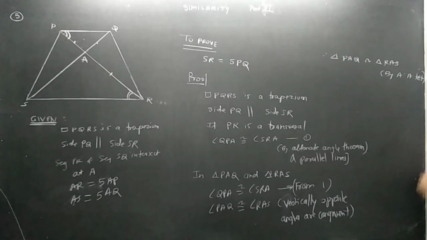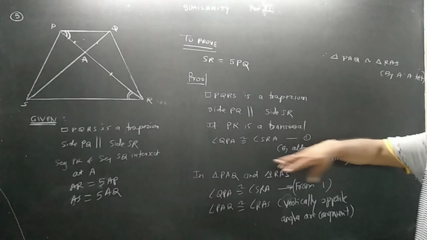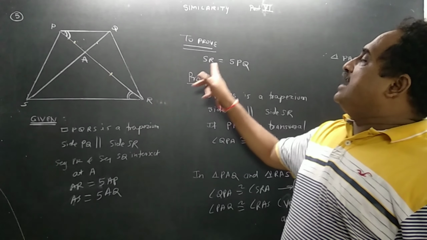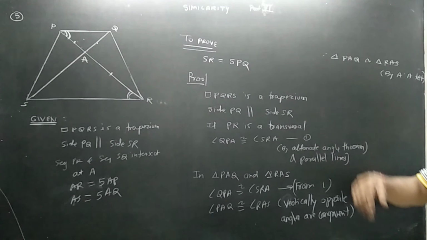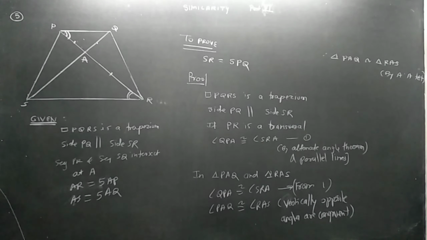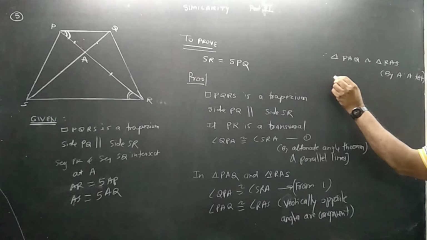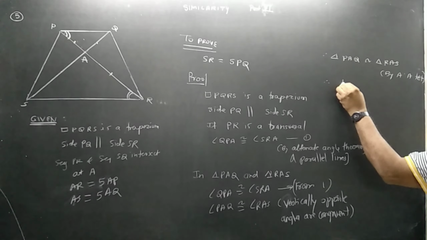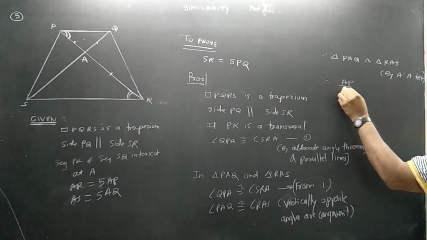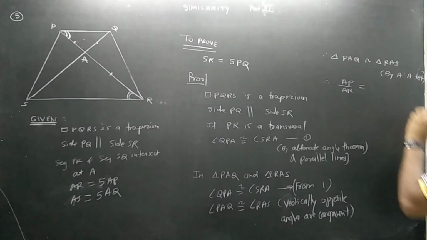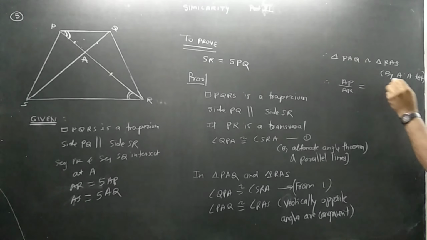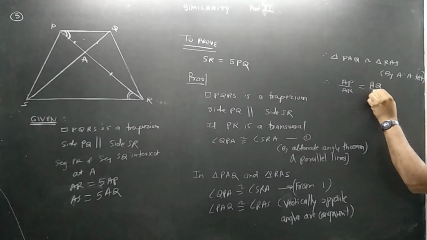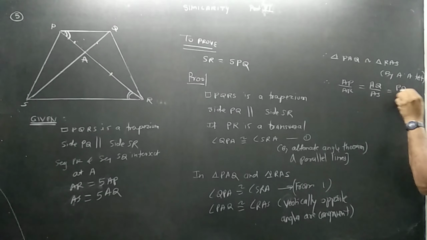Once we got this, but they are asked to prove... then these are the sides. So what I am going to do, I am going to take the corresponding sides. So what will happen then? Here I can write AP upon AR is equal to AQ upon AS is equal to PQ upon SR.